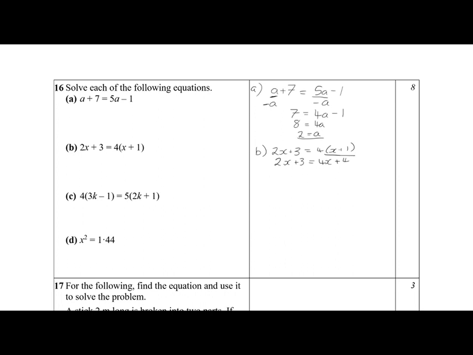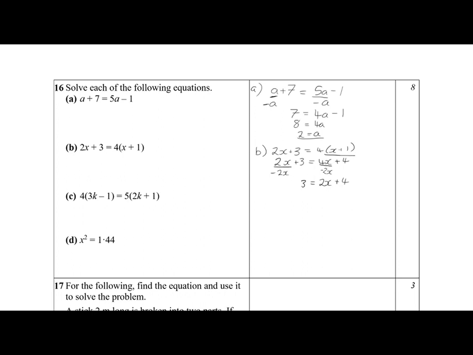Then we go back and do what we did in part A. Okay, which is the smaller number of x's? Well, we've got 2x on the left, 4x on the right. 2x is the smaller amount, so let's take away a 2x from both sides. When we do that, on the left, we've got 3. 3 is equal to 4x minus 2x, 2x, plus the 4. Do a similar thing to what we did immediately before in part A.